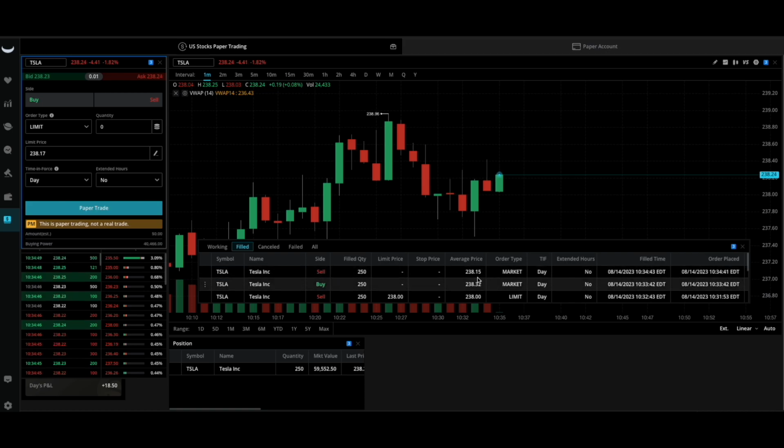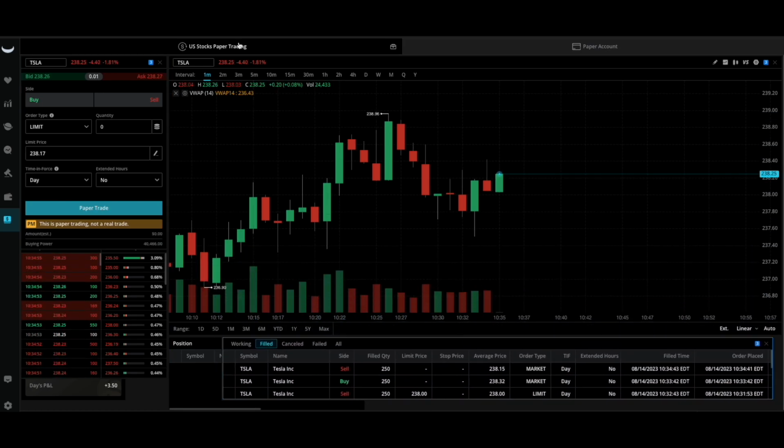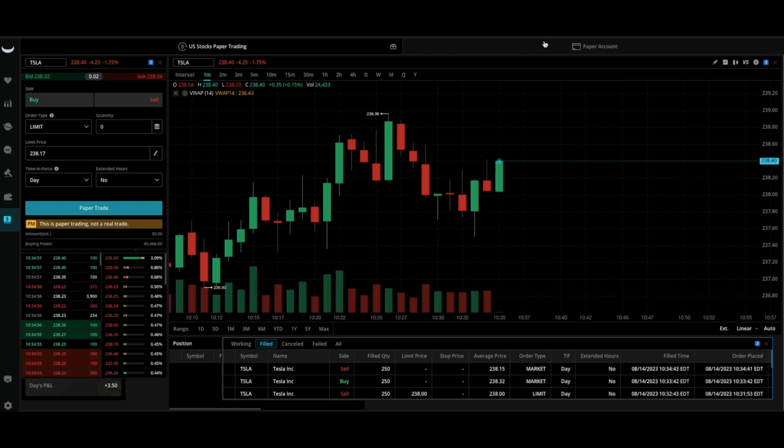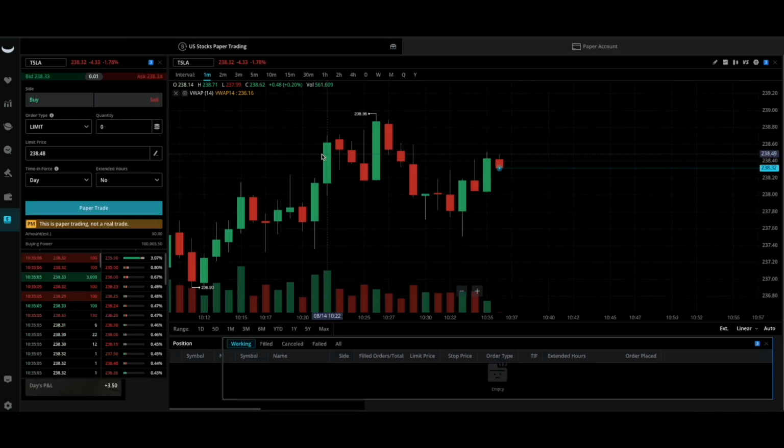And we just sold at 238.15. And then anytime you want to see your daily P&L, you just click over here on paper trade account up here. So here's paper trade account, and we're up a total of $3 on the day. So now let's just break down the chart a little bit.